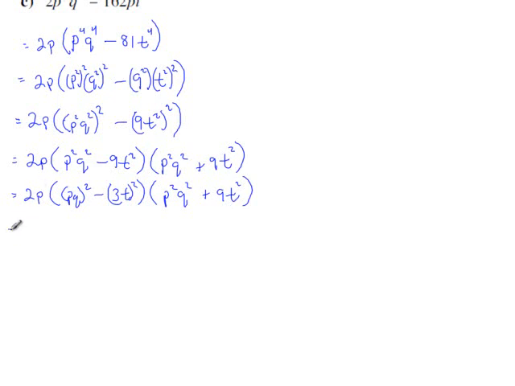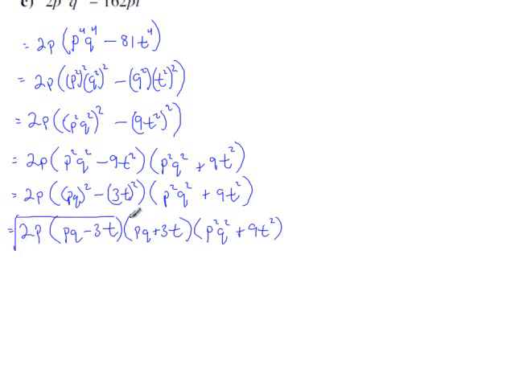Almost done. So now this is a difference of squares. I can factor that into 2p times pq minus 3t times pq plus 3t times p squared q squared plus 9t squared. And nothing else here can be factored. So finally, you are finished.